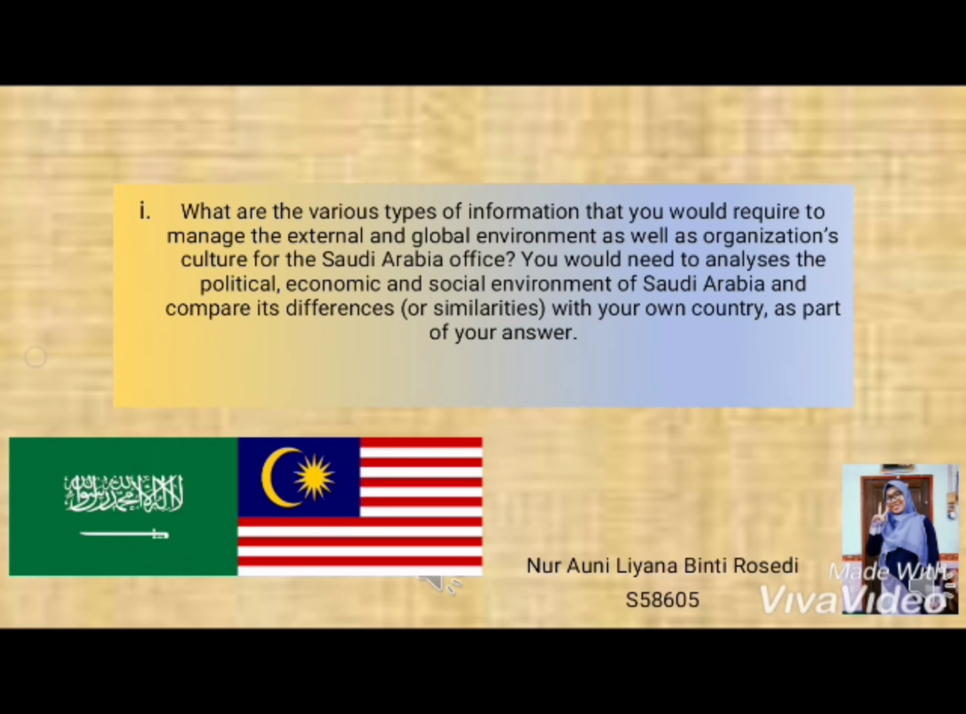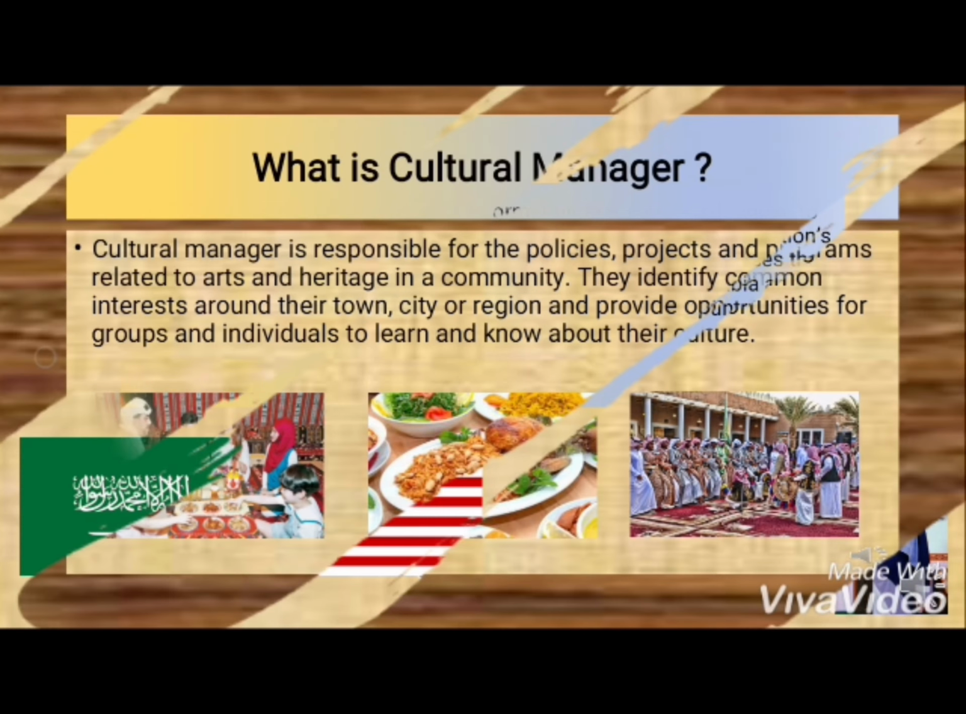The question is, what are the various types of information that you would require to manage the external and global environment as well as organization's culture for the Saudi Arabia office? You would need to analyze the political, economic, and social environment of Saudi Arabia and compare its differences or similarities with your own country as part of your answer.